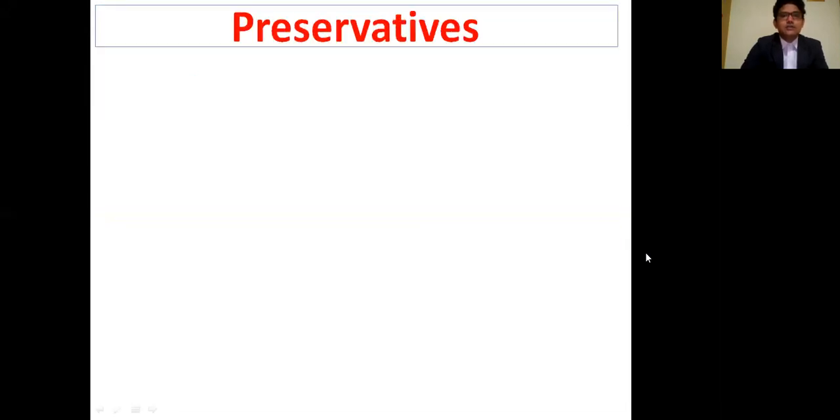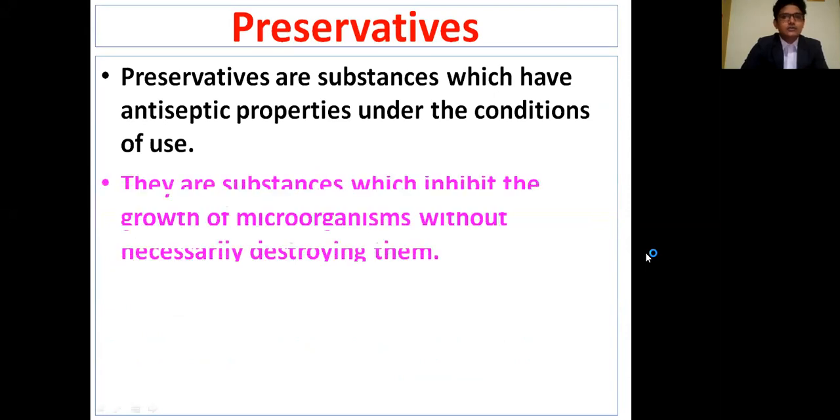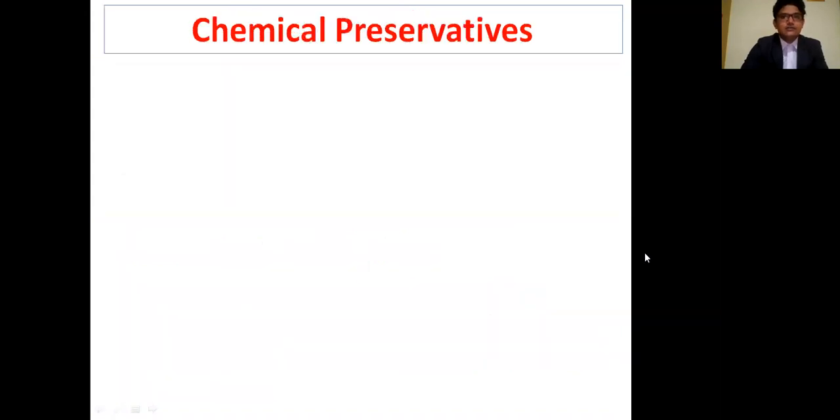So basically, what are preservatives? Preservatives are substances which have antiseptic properties under the condition of use. They are substances which inhibit the growth of microorganisms without necessarily destroying them. The compounds used as preservatives include natural preservatives such as sugar, salt, acid, etc., as well as some synthetic chemical preservatives.